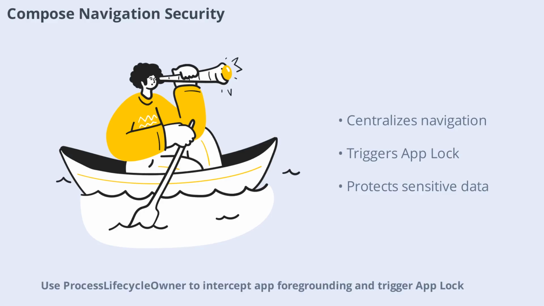Use Process Lifecycle Owner to intercept app foregrounding and trigger app lock. Avoid passing sensitive data in navigation arguments. Use ViewModel state or SavedStateHandle instead.